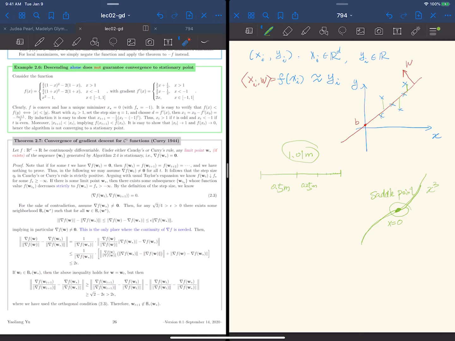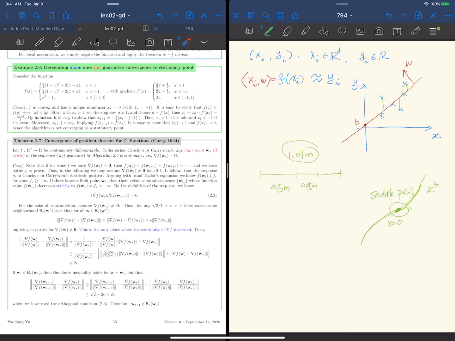And the nice thing about this theorem is that you only need the function to be continuously differentiable, and you can use this Cauchy or Curry's rule. For now, most people in machine learning do not use Cauchy or Curry's rule because it's quite expensive, and this is why we don't even bother going through the proof in the lecture. But if you're interested, you should take a look by yourself.